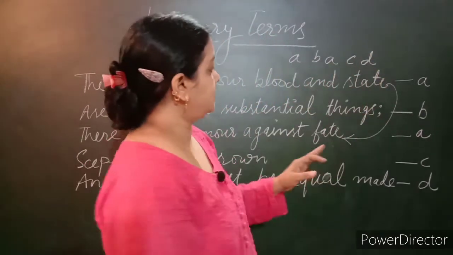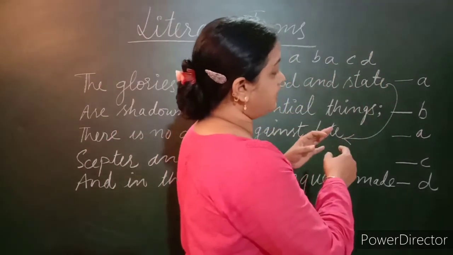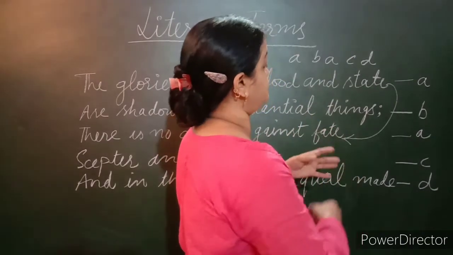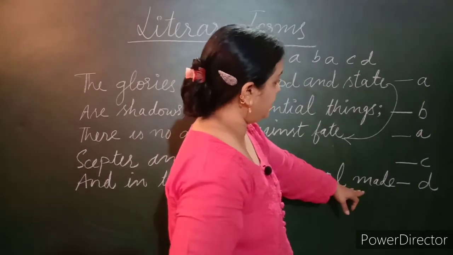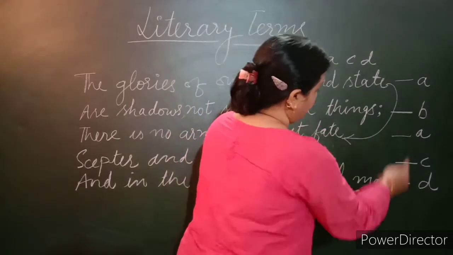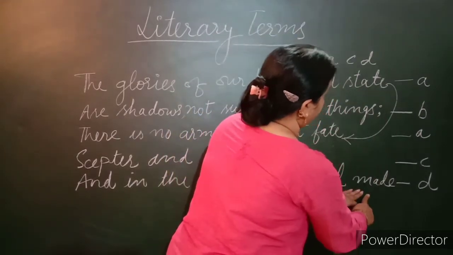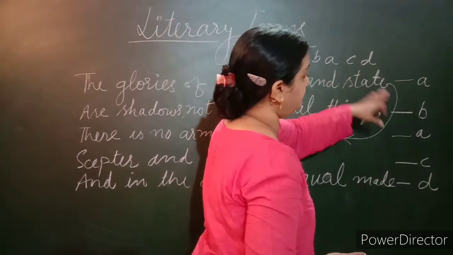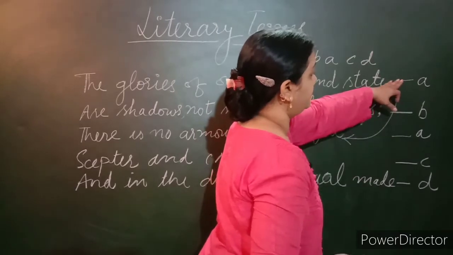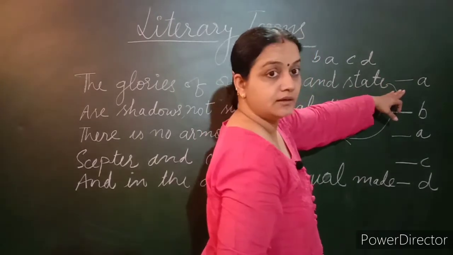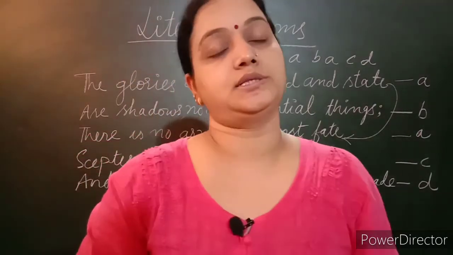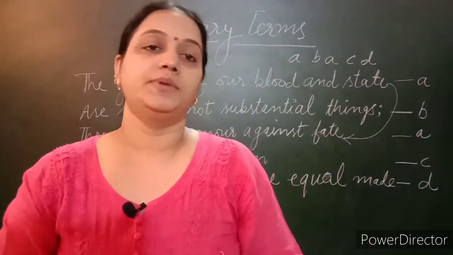And next, if we change the word, suppose that state is not here, and state is at the last line and main is here, what will be the rhyming scheme? This state will become D and main will become A. Clear to understand? Okay, now we are going to move to the next poetic device, that is simile.